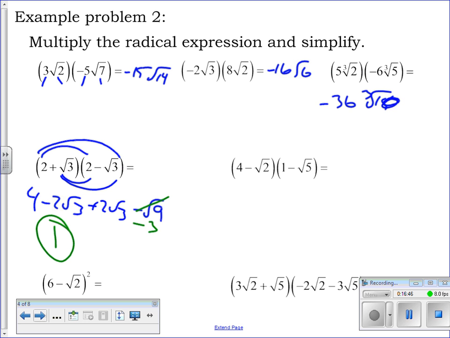If we go to the next one, it may not work out so pretty. You still do the same thing. Your first step is to FOIL it out. 4 times 1 is 4. 4 times minus root 5 is minus 4 root 5. Negative root 2 times 1 is negative root 2. And then negative root 2 times negative root 5 gives me positive root 10.